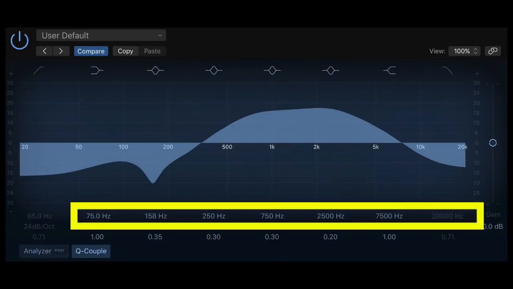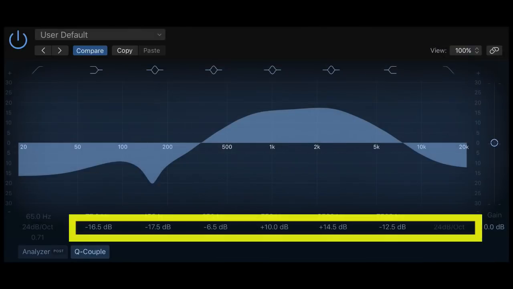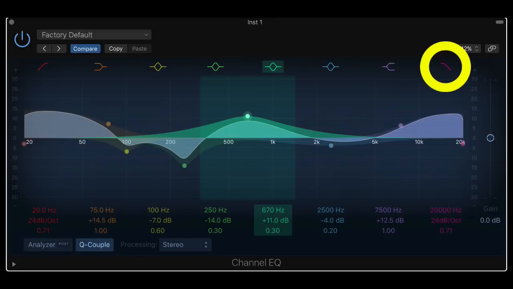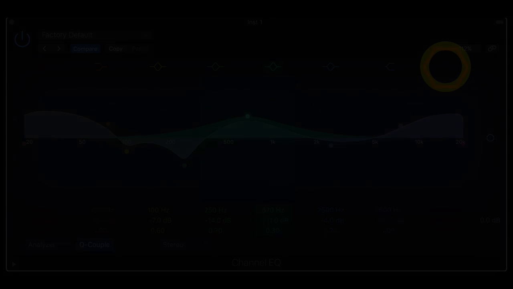What are the two most important aspects of any EQ? What does EQ stand for? What does this row of numbers represent? What does this row of numbers represent? What does this icon represent? What does this icon represent?